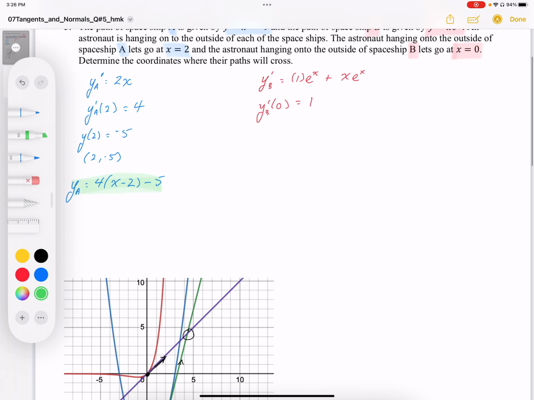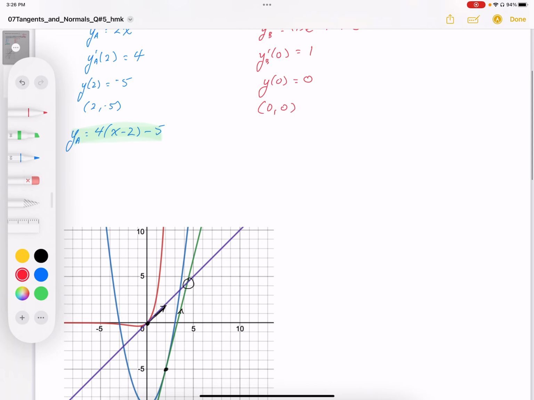And then for the other function, I've got the slope. I need to find the y coordinate at 0. When I plug in 0 into the original function, I get 0. So the coordinate is going to be at 0, 0, which we can see right at the origin. Now I can write the equation of the tangent line because I have the slope, which is 1, and the coordinate. So this just simplifies to y equals x.